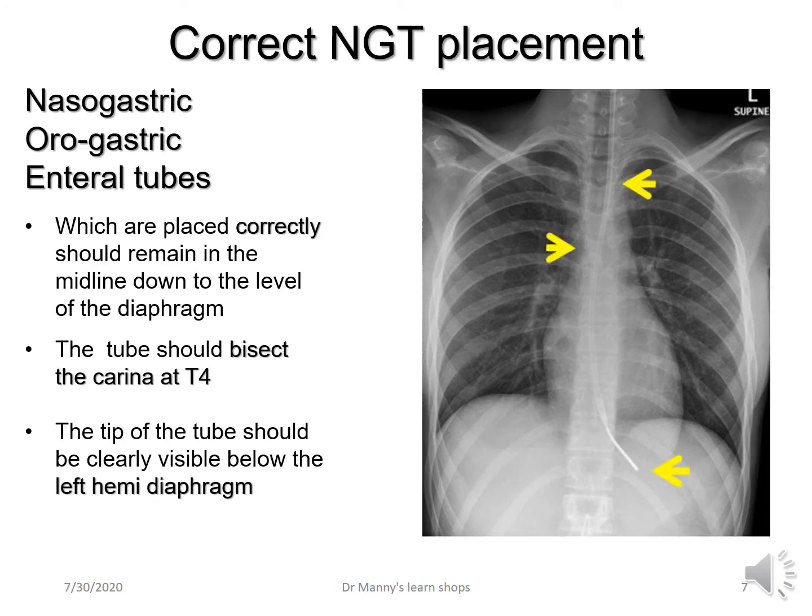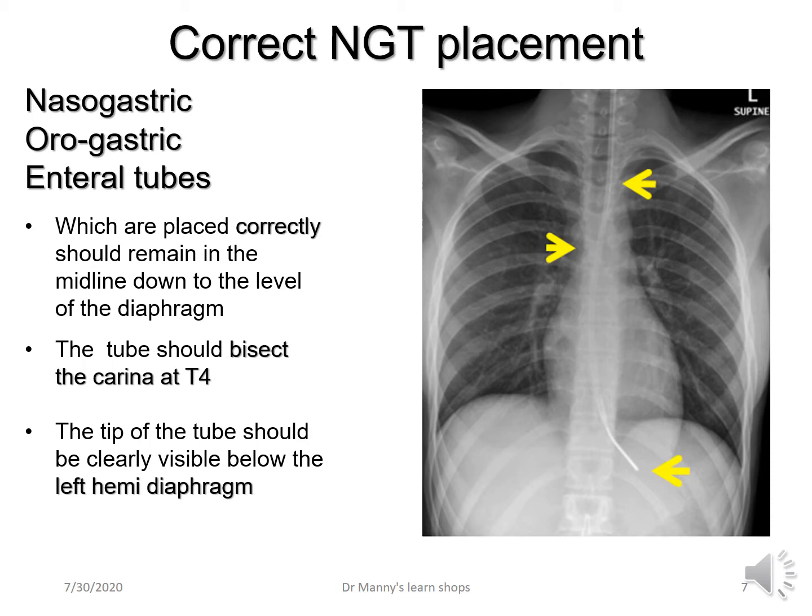So, correct nasogastric tube placement. All these tubes which are placed correctly should remain in the midline when looking at the chest X-ray, as indicated by the arrows. And it should exit level to the diaphragm. The tube should bisect the carina as it goes down, which is typically located at T4. The tip of the tube should be clearly visible below the left hemidiaphragm.